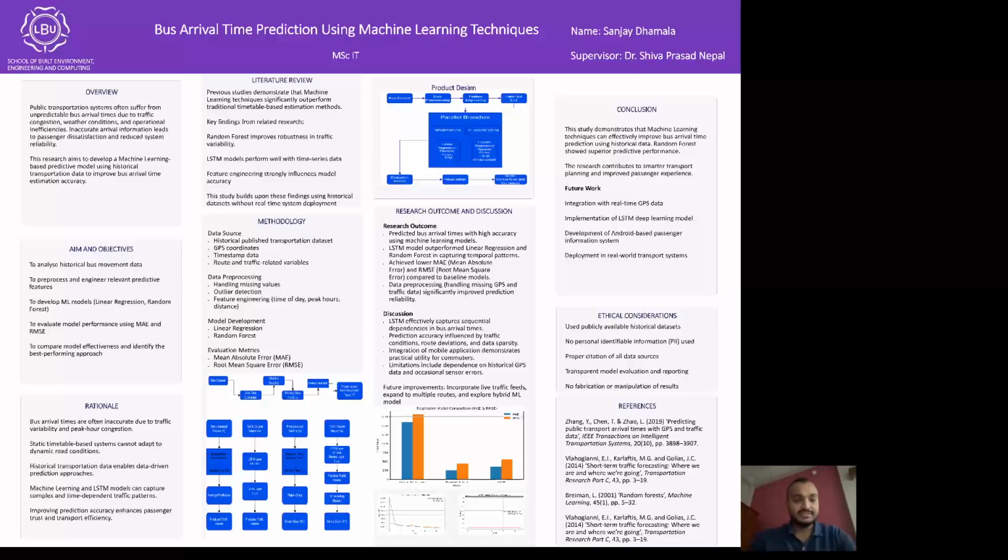So for this research, publicly available historical transport data was used, and that data set included timestamp data, route identifier, travel distance, travel related variables, weather conditions, and seasonal variables. Since the data has time based sequential information, it was very suited for LSTM modeling. Importantly, no personal identifiable information was included in this data.